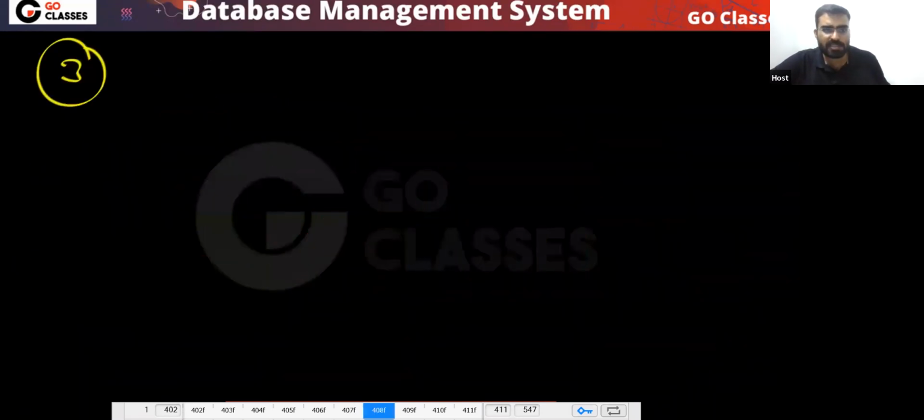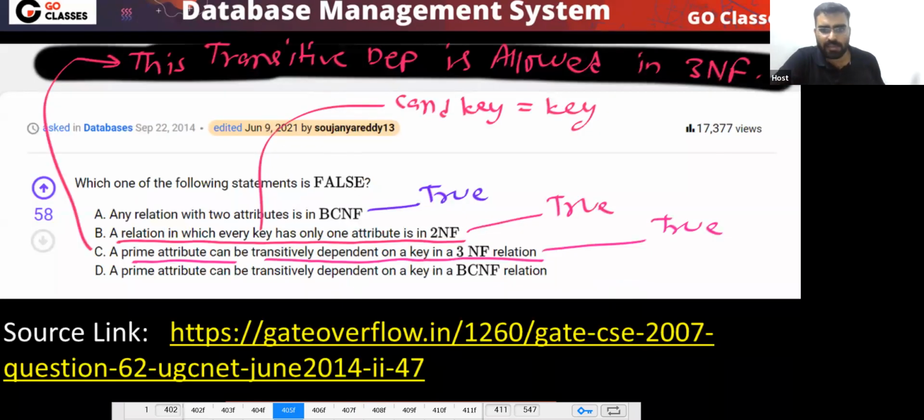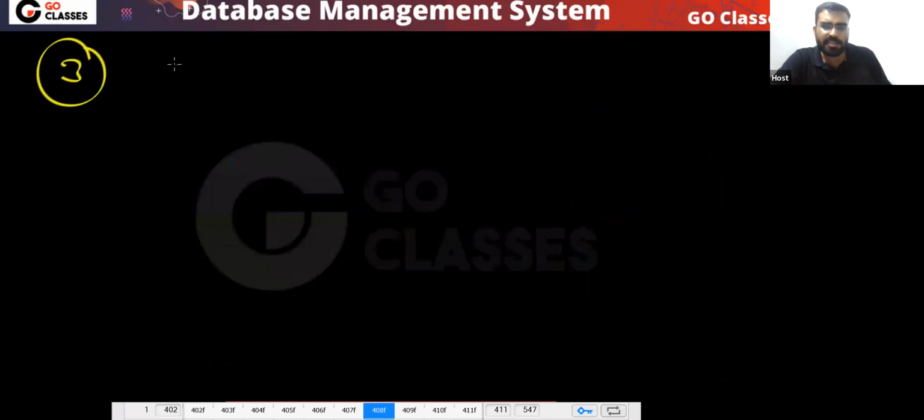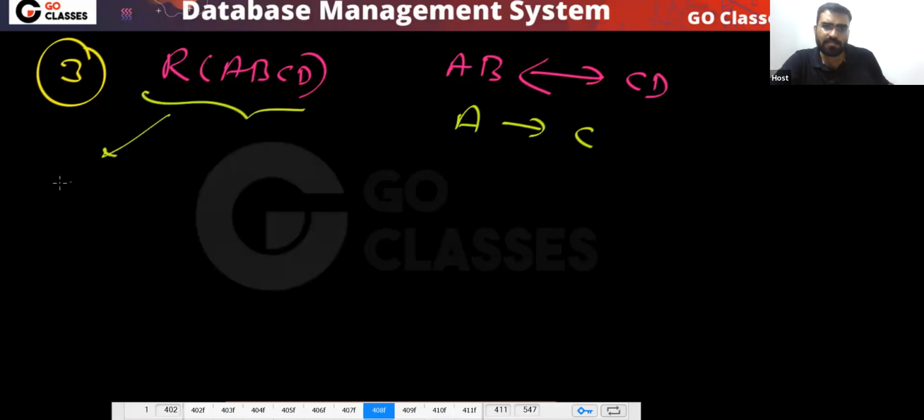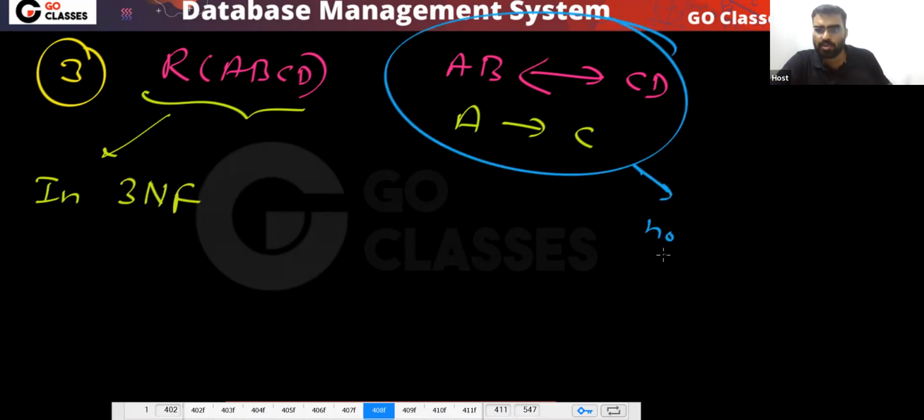Anyway, let's see this third one. Tell me, can you give me a relation in 3NF which has transitive dependency? Consider this relation R(A, B, C, D), where AB determines CD, CD determines A, and A determines C. Tell me, is this relation in 3NF? This is in 3NF. Why? Because there is no non-prime attribute, so automatically this is in 3NF.